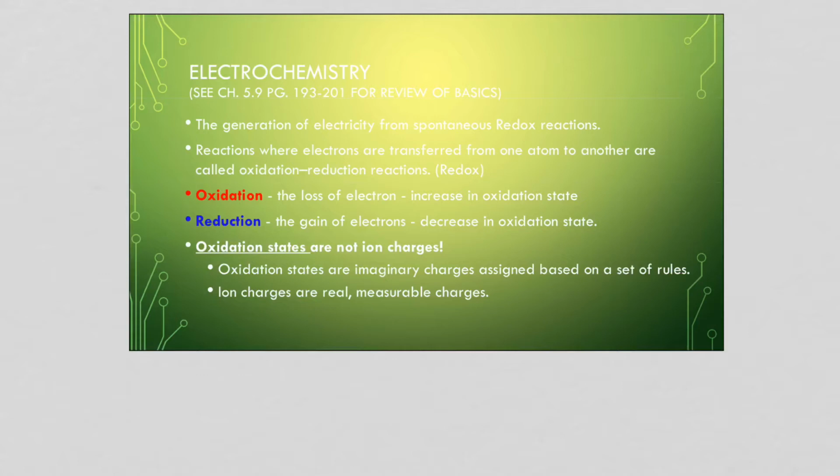And so we're going to utilize oxidation states as a way to follow these reactions. Now, as I mentioned before, these are assigned by a set of rules that were also covered back in Chapter 5, and I'm going to review the basics of these rules in the next slide. But remember, these are not ion charges. These are not real measurable charges. These are just a way to look at whether something has more or fewer electrons than its neutral state, based on the environment that it's existing in.